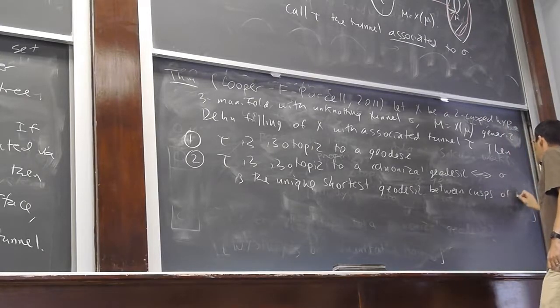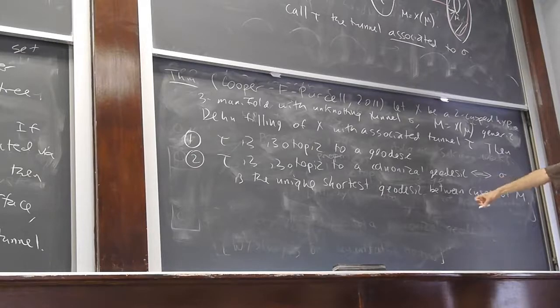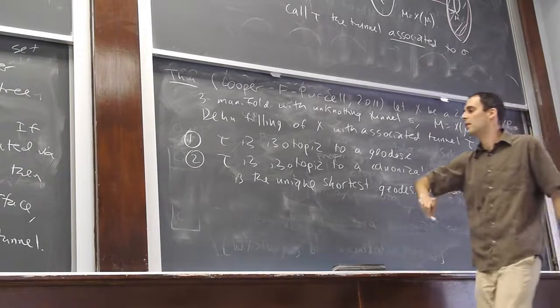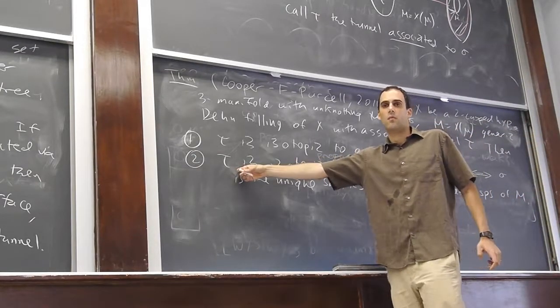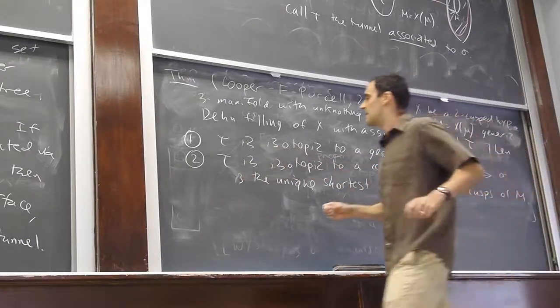Cusps. Sometimes it is, sometimes it isn't. So this will give you infinitely many examples where a tunnel of a one-cusp manifold is not a canonical geodesic. So I'm going to say that as a remark.